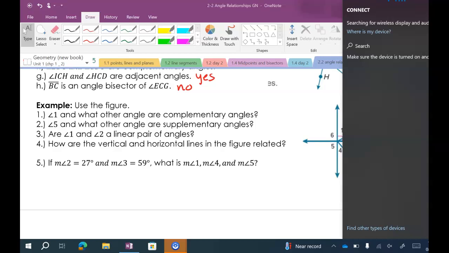How are the vertical and horizontal lines in the figure related? Vertical and horizontal lines, what would we say they are? They're perpendicular. And I'm just going to use my symbol. Okay. How do I know that? Because that one angle is a right angle, which means all of them are right, correct?